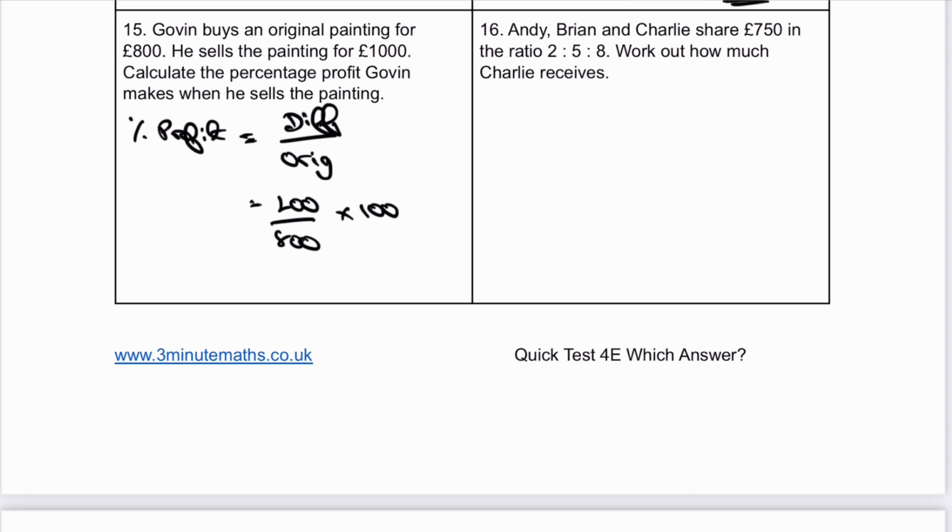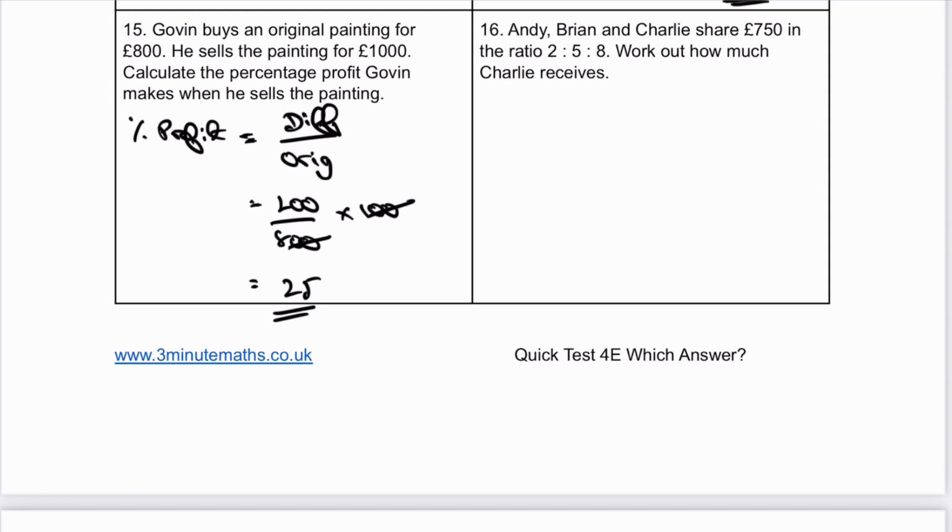Now there's a couple of different ways of doing this. Probably the easiest way is to divide top and bottom through by 100, so I basically lose those 2 zeros and those 2 zeros, and then 200 divided by 8 is going to give me a value of 25, which would be the answer to that particular question. So he's going to achieve 25% profit.